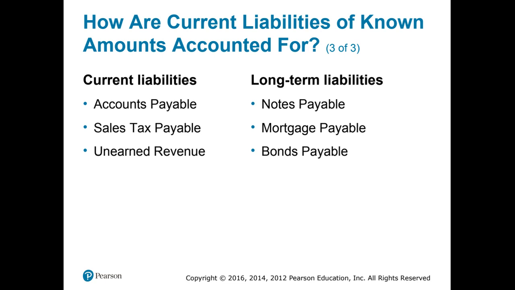Some examples of accounts that you would see that are current liabilities would be accounts payable, sales tax payable, and unearned revenue. And then for long-term liabilities, we have notes payable, mortgage payable, and bonds payable. And there are more accounts than this that fall within these categories. These are just the typical ones that you would see.